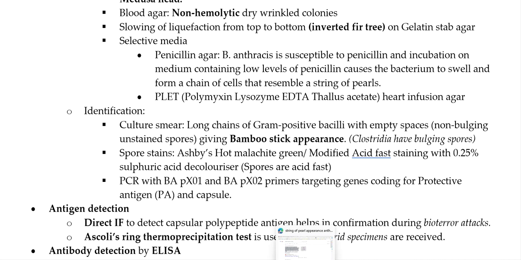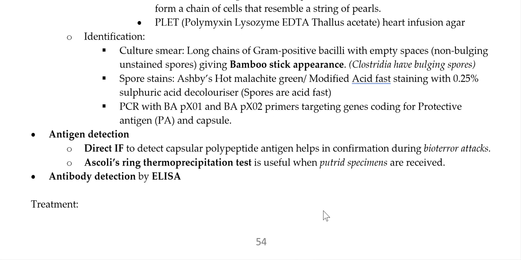You can also stain these spores with the help of modified acid fast staining, but you have to use a very low concentration of sulfuric acid, that is 0.25 percent, and that will stain the spores acid fast. Or you can use a special spore stain, that is malachite green, using Ashby's method. And we can also detect by PCR with either pXO1 or pXO2 primers, which will detect the protective antigen and capsule respectively. We can also detect antigen using various techniques like direct immunofluorescence, which will detect the capsular antigen, and it is very useful for prompt detection during bioterror attacks.